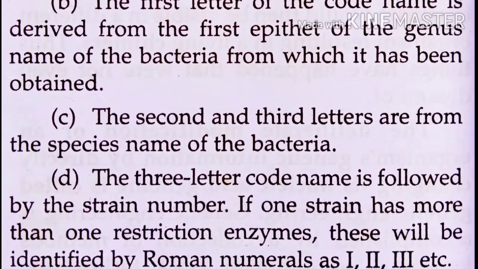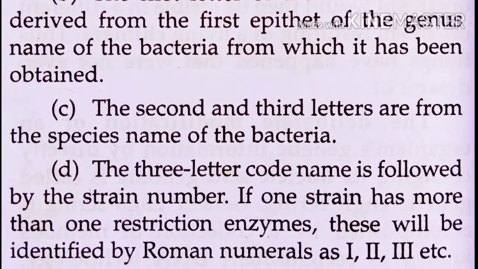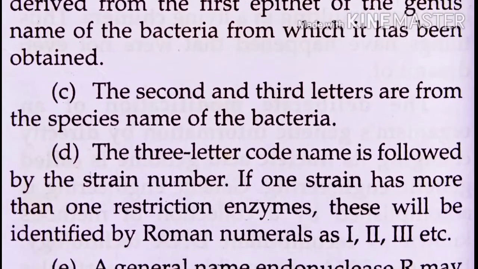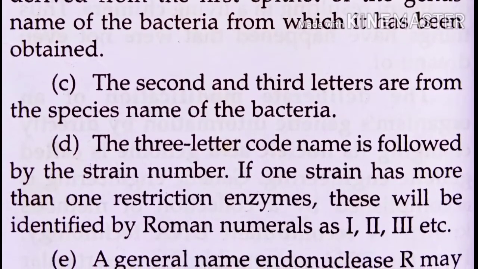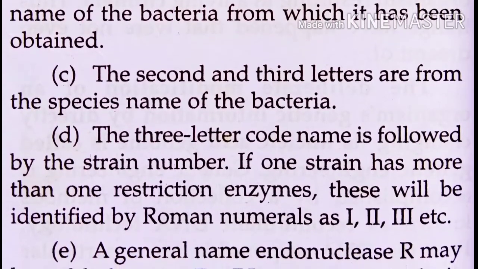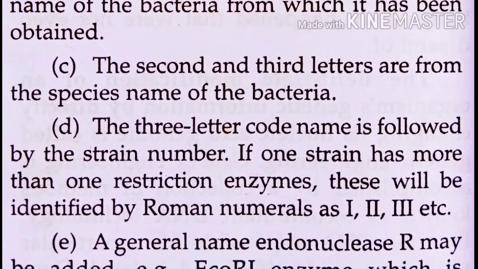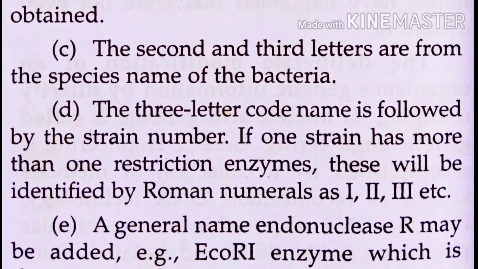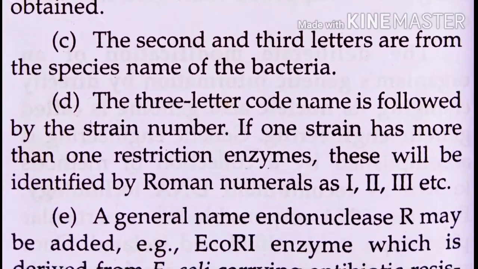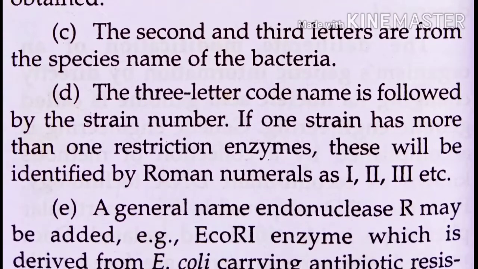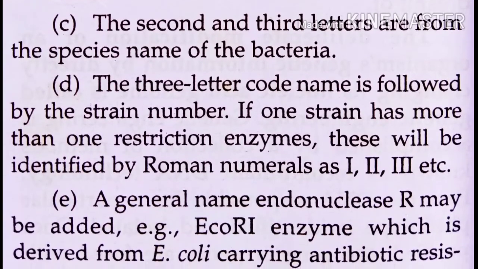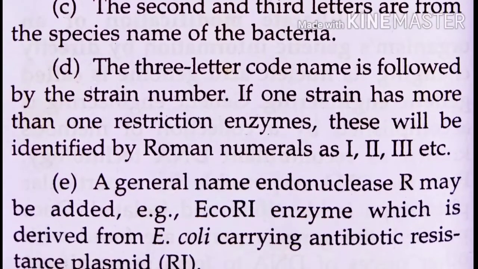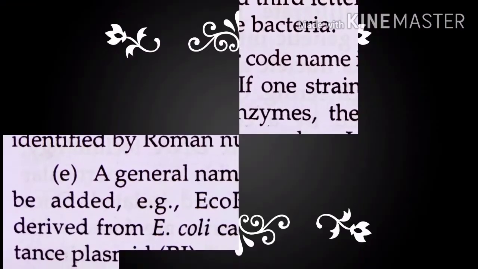If one strain has more than one restriction enzyme, those will be identified by Roman numerals as I, II, III, etc. A general name, endonuclease R, may be added. For example, EcoRI enzyme, which is derived from E. coli carrying antibiotic resistance plasmid RI.